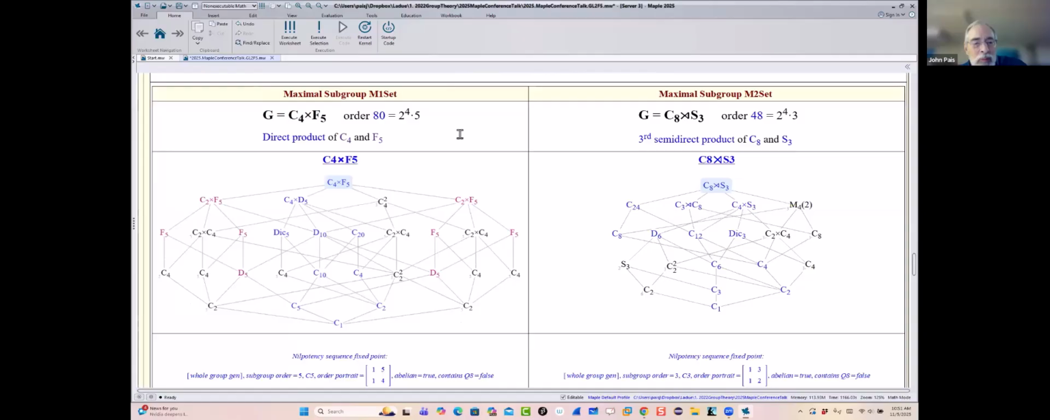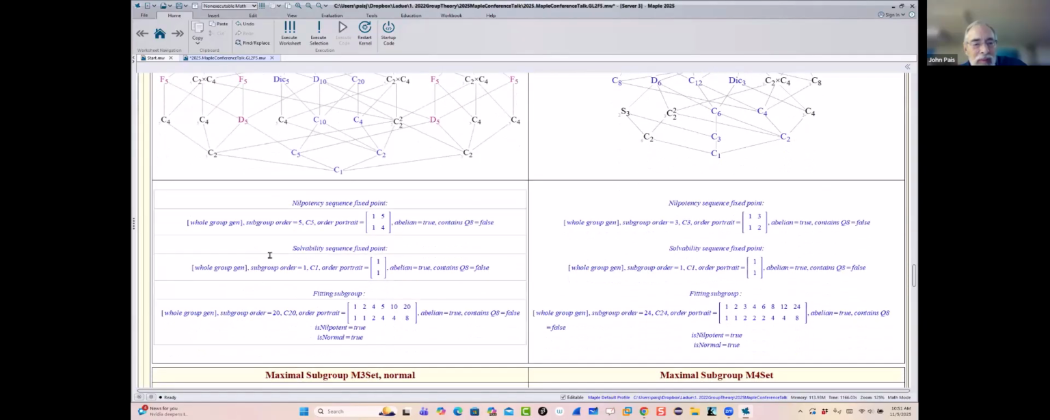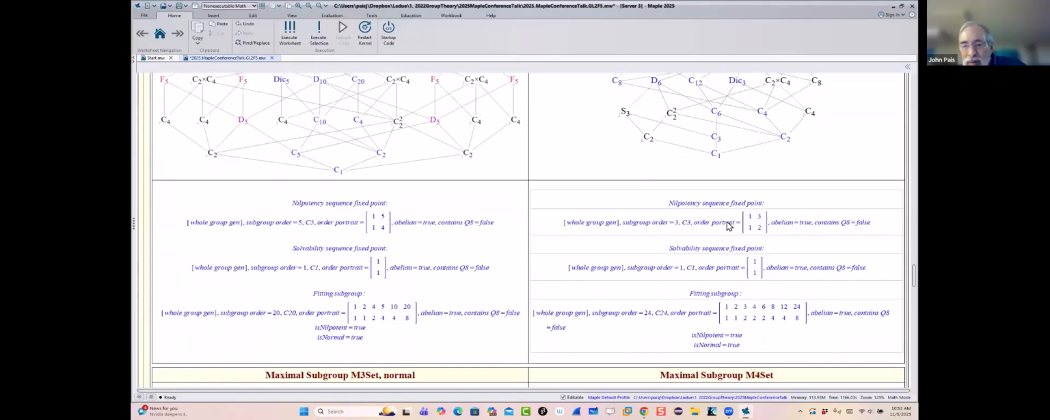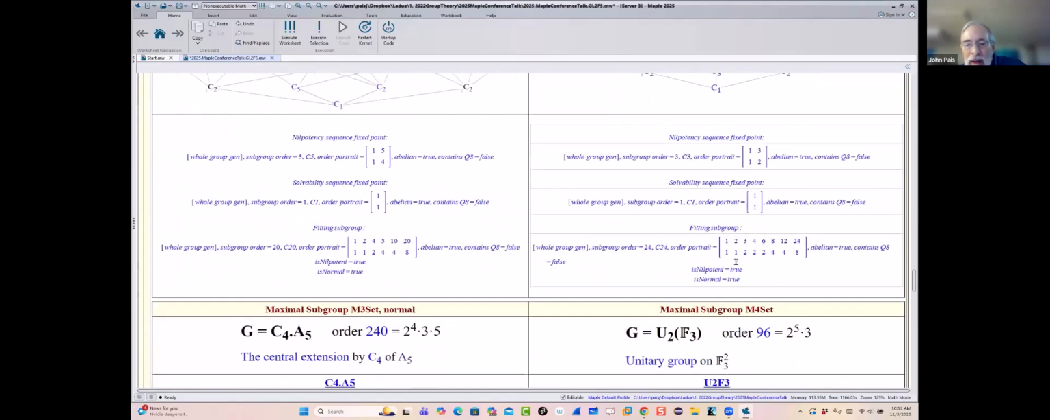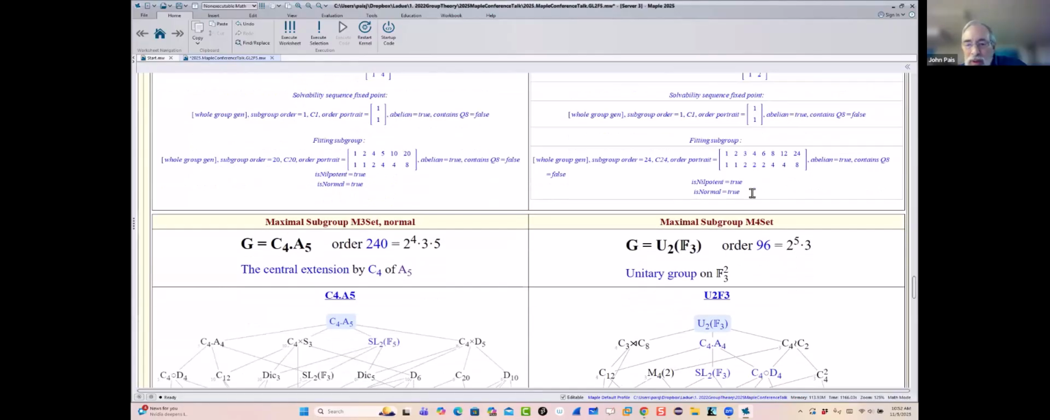I did the same thing with the maximal subgroups. And so you can see that with the maximal subgroups, this is not nilpotent, but it is solvable. And the Fitting subgroup in a solvable group turns out to be a little bit bigger. It's C20. And similarly over here, this maximal subgroup is not nilpotent, but it is solvable. And its Fitting subgroup is C24. So those are both abelian groups.